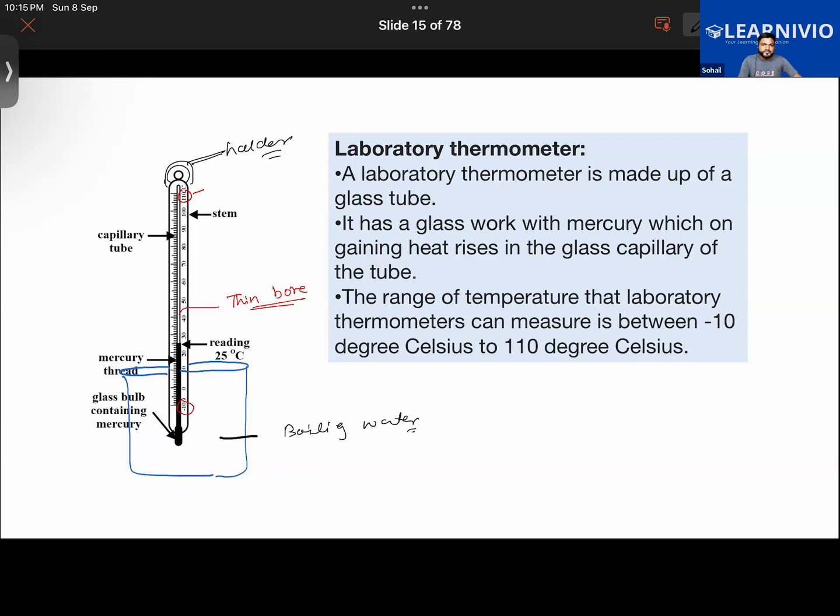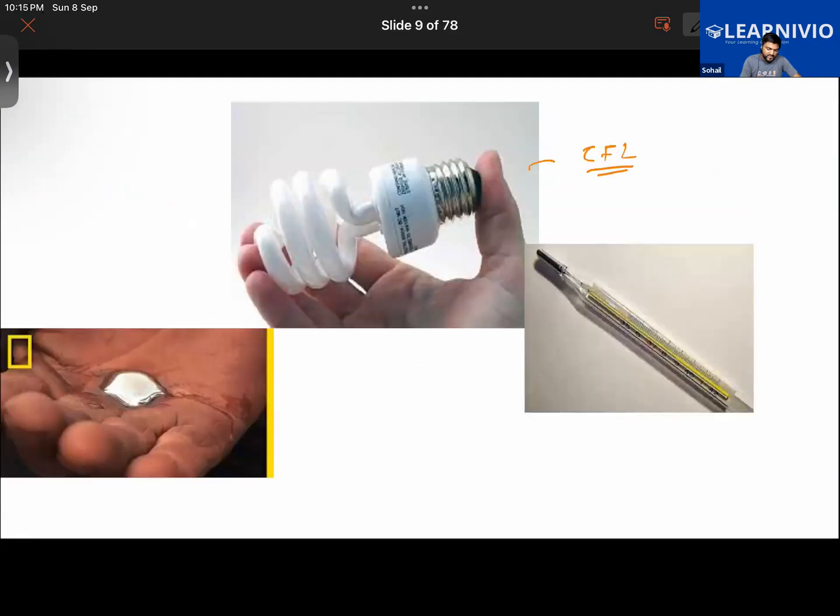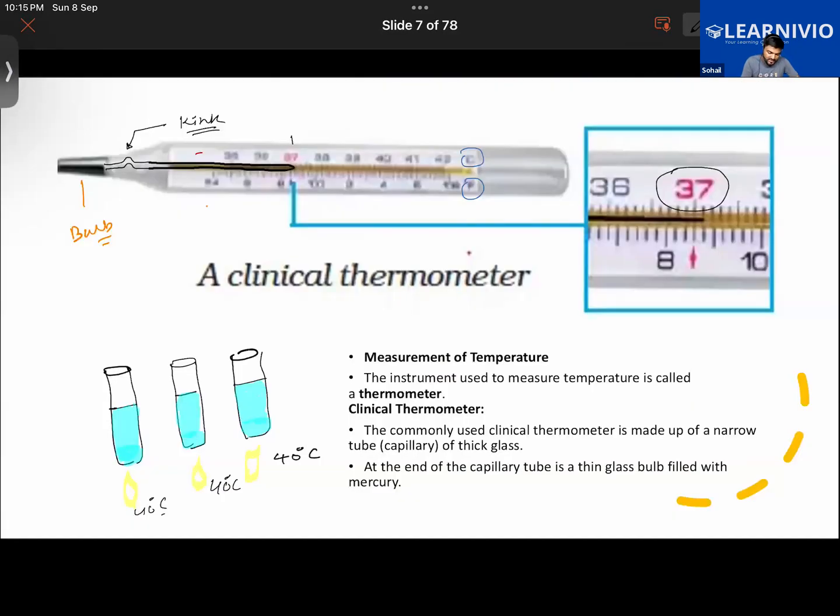Then talking about why we can't use the clinical thermometer in laboratories. Why can't we use a clinical thermometer in laboratories? Yes, Priyanka, you are back in the class? My question is why this clinical thermometer, which we learned about moments ago, which has just a range of 35 to 42 degrees Celsius, right? It can measure temperature between 35 to 42 degrees Celsius only. So why can't we use it in a chemistry lab?